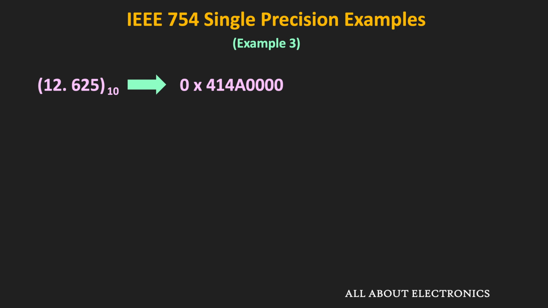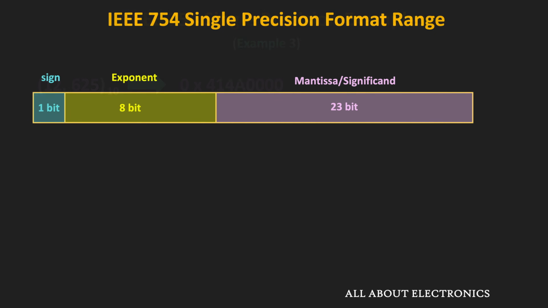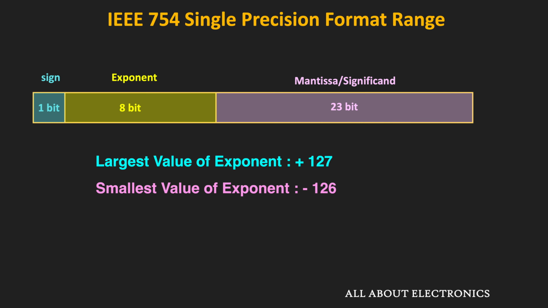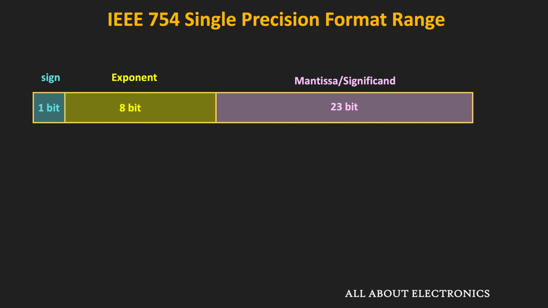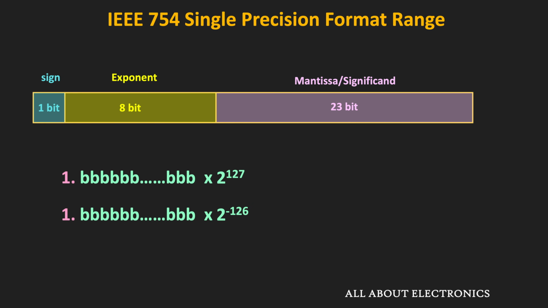Alright, now let us see the largest and the smallest number that can be represented in this single precision format. In this IEEE single precision format, the largest value of the exponent will be equal to 127, while the minimum value will be equal to minus 126. With the largest and the smallest values of the exponent, if we see the floating point number in a normalized form, then this is how it will look.